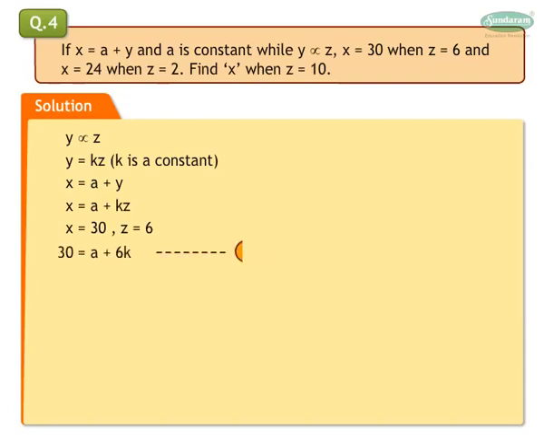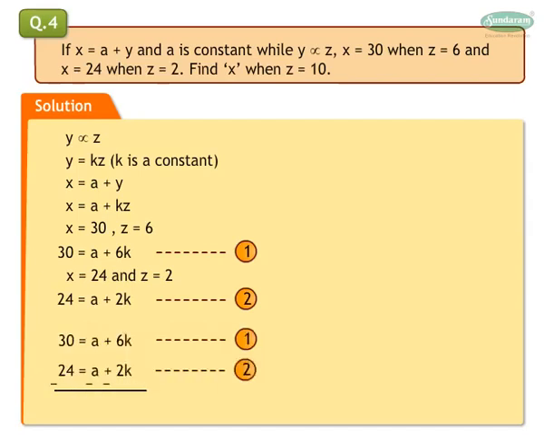We get 30 is equal to A plus 6K, which is equation 1. Next substitute X is equal to 24 and Z is equal to 2 and get 24 is equal to A plus 2K. Let us mark this as equation 2. We have two variables A and K, whose values can be determined by solving the simultaneous equations 1 and 2.